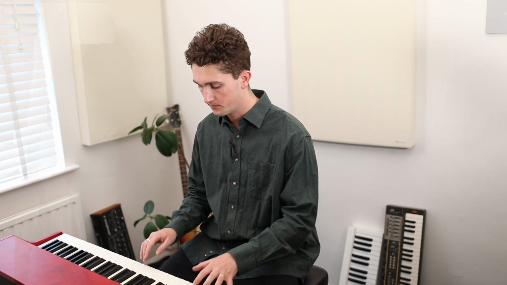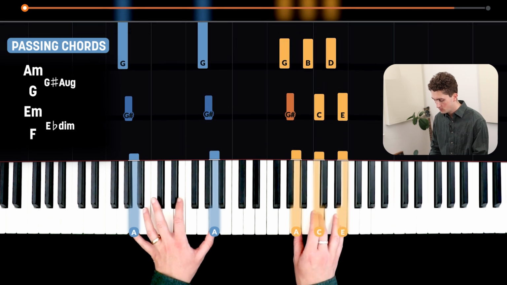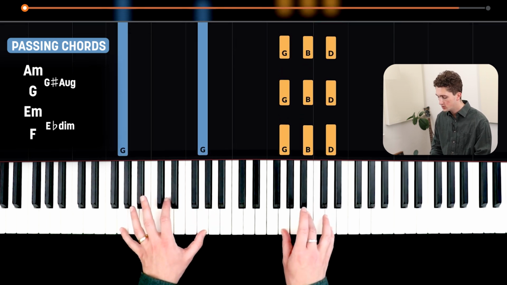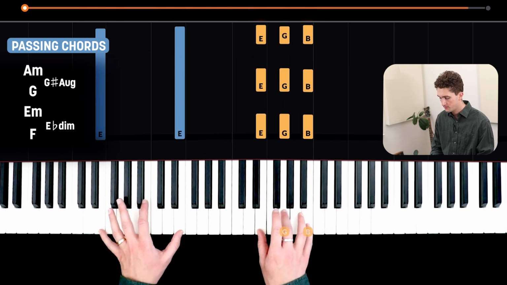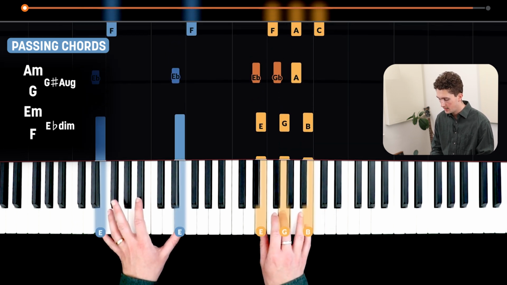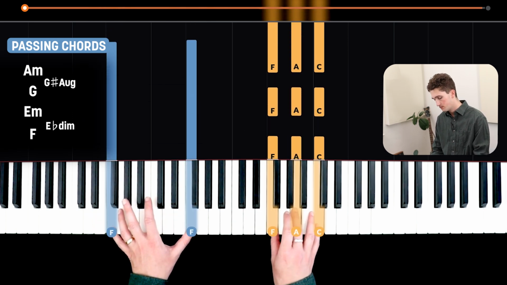So let's put this all together now. We've got our A minor followed by the augmented chord, and then we've got the E minor followed by the diminished chord. So A minor, augmented, G, and then E minor, and then the diminished chord. Cool, so that was level 3.